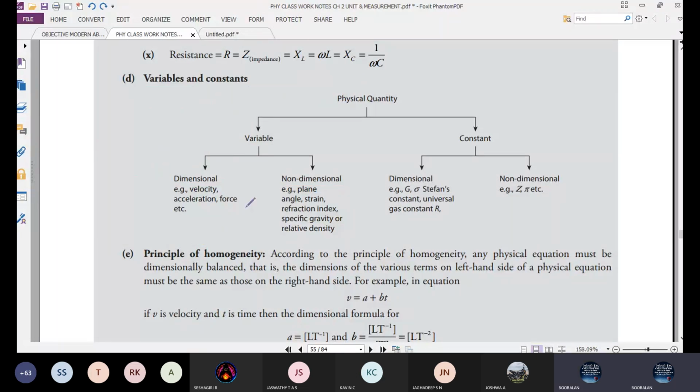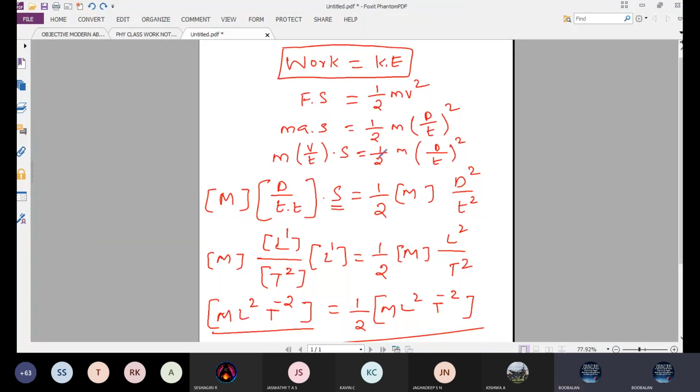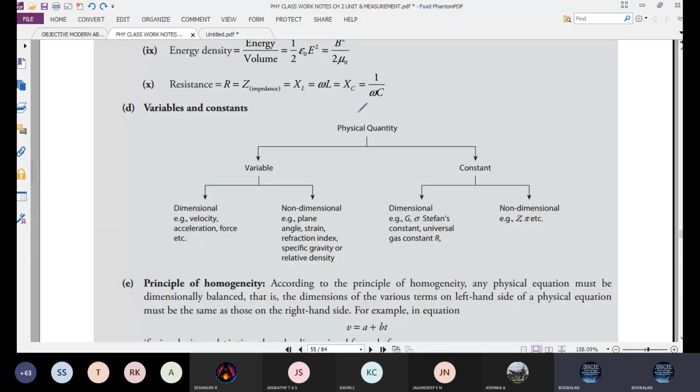Okay. Next, constant. 1 by 2, as I said before, see here, 1 by 2. This is a constant. For this constant, there is no dimension formula. But some constants have a dimension. Universal gas constant: PV is equal to nRT. Pressure, volume, n is the number of moles, R is the universal gas constant, T is the temperature. For this R, a dimension formula is there.